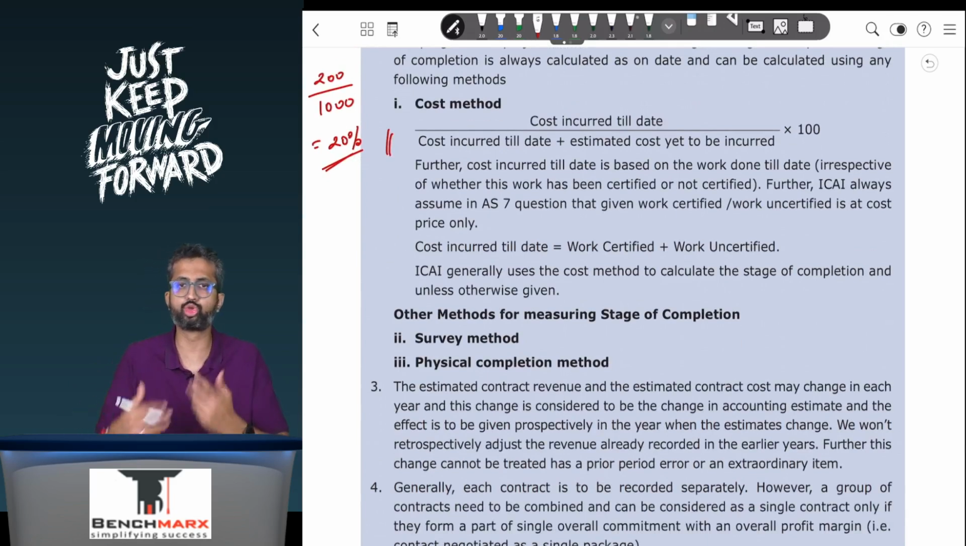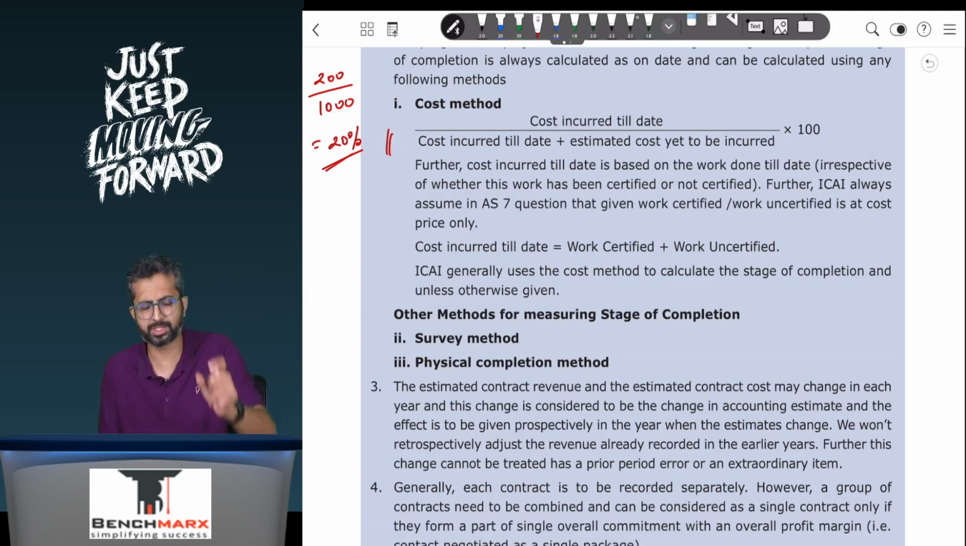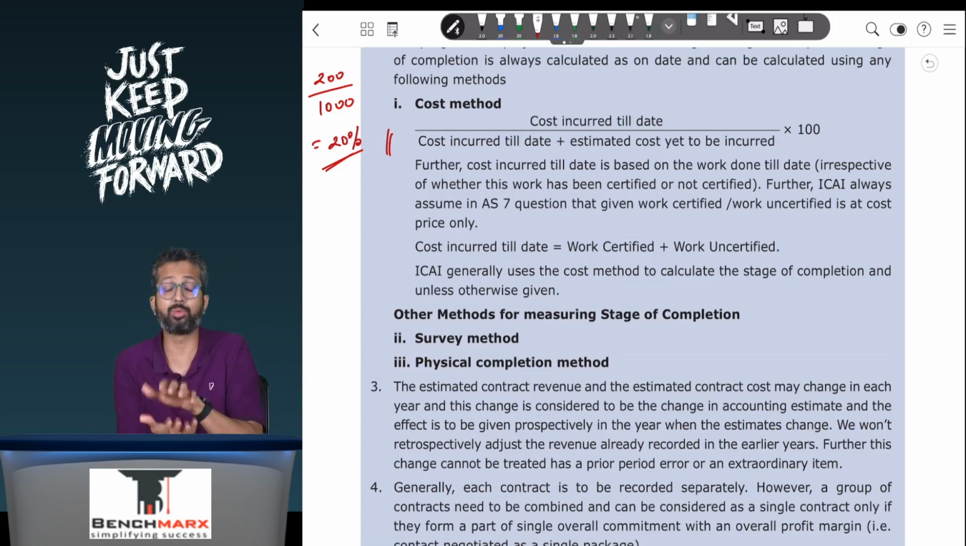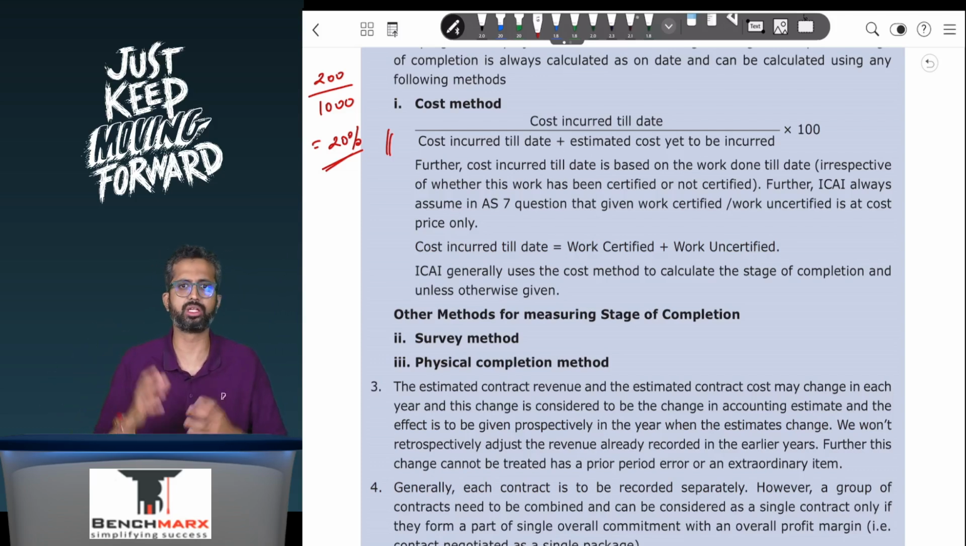Stage of completion is usually calculated on an as-on-date basis and not on a year basis. So if you want to find the stage of completion till the second year, you will take the cost incurred in the first year plus the cost incurred in the second year. That will be the cost incurred till date divided by the total estimated cost. Now you will have to scan through the question to see whether the given cost incurred is the cost incurred for the year or till date.